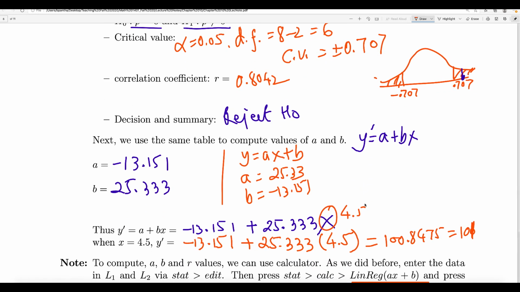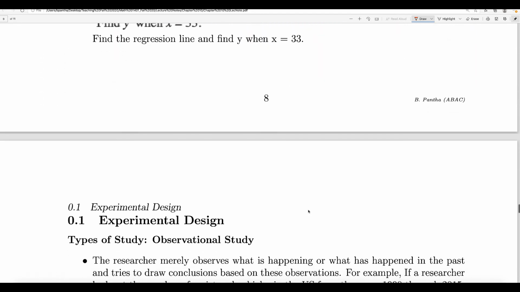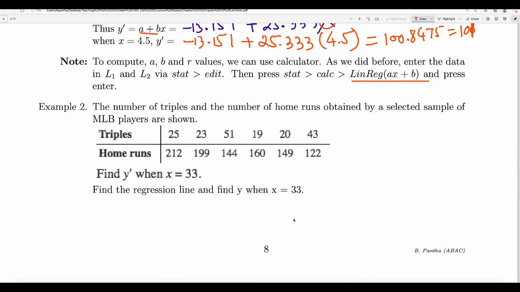And in this equation, you will write y equals to a plus bx. Instead of a plus bx, you will write ax plus b and plug in x equals to 4.5. You get the same thing. Okay, guys? So, exactly the same way to do the example number 2.